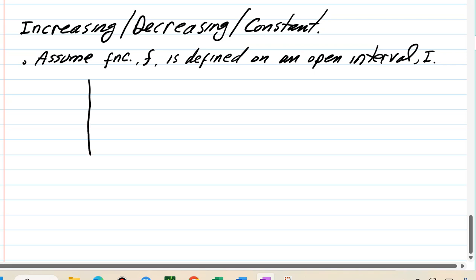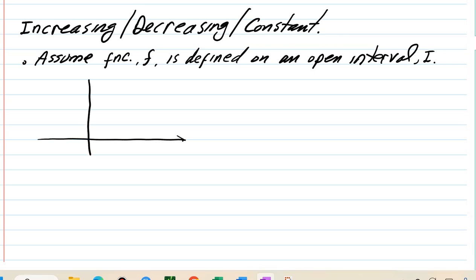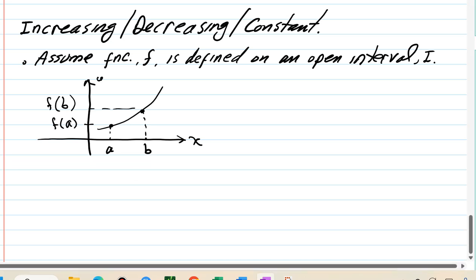I'm just going to draw some rough sketch here. Let's take a look at the increasing function. So here I have a function. Let's call this point A, and this point is B. So the y value would be f at A, and at B, y would be f at B. Remember, A and B are on the x-axis. Y equals f of A, and the other one, f at B. These are along the y-axis.